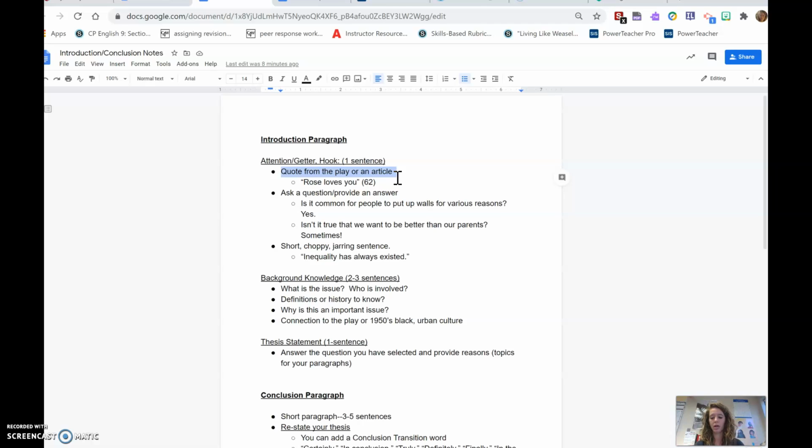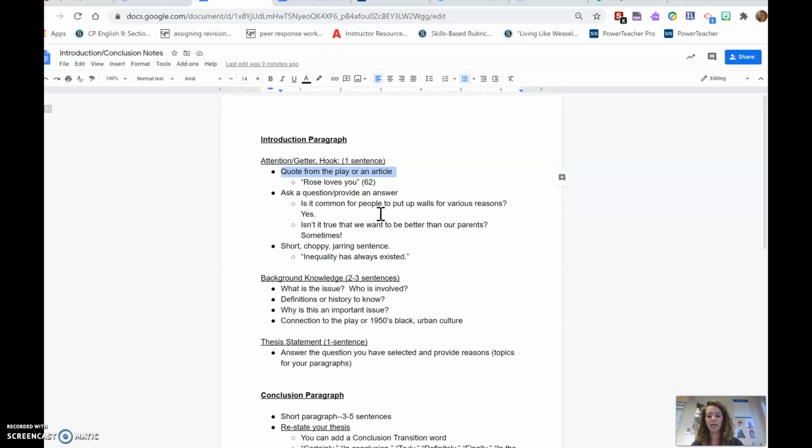We're going to start really broad when we start an introduction paragraph. But we do want people to continue reading our essay, so starting with a quote is a good way to get them to read the next sentence. I just gave you an example: Rose loves you. Maybe that would be how you start the discussion of the play.